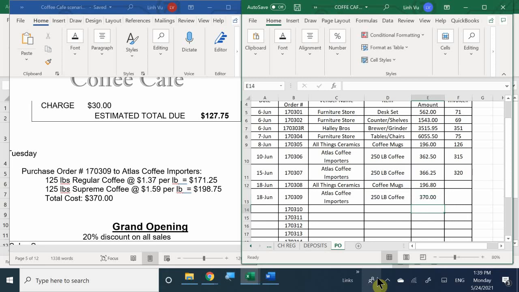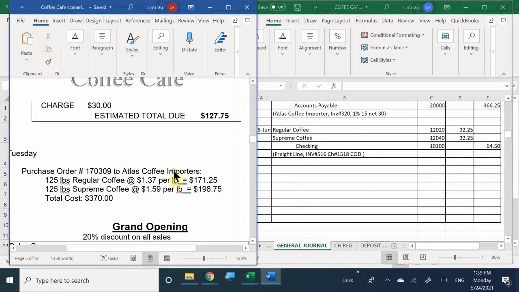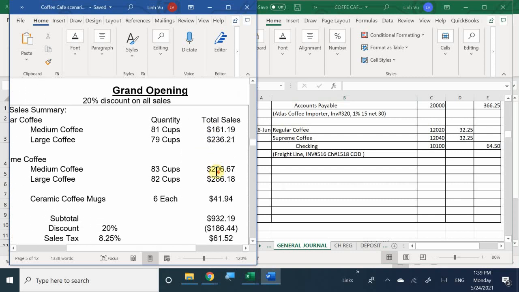Right. Once again, does this transaction need to be journalized? No. No, because we're just simply ordering stuff. Okay. So back to the journal. All right, now we finally have our grand opening sales.